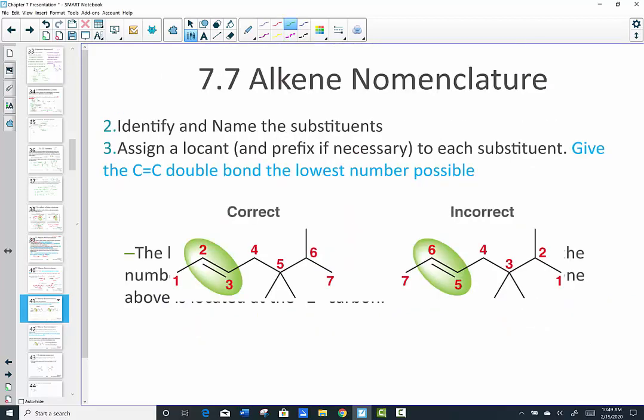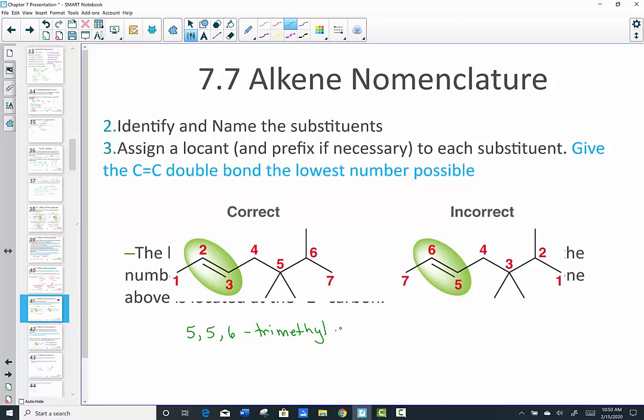When you identify and name the substituents, make sure that you arrange those numbers to give the lowest number possible to the double bond. Even if I can get to the branch from the other direction, you want to make sure that you're numbering the double bond with the lowest number possible. And so thinking about how I would number this compound, I could see at carbons 5, 5, and 6, there are 3 methyl groups.